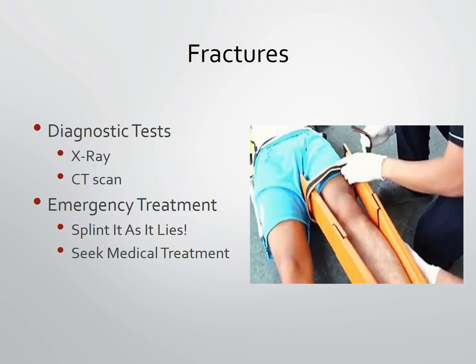Diagnostic tests that they would do. Here's a couple examples. Obviously, x-rays, CT scans. They might do more types of diagnostics, but these are a couple examples. Emergency treatment: splint as it lies. You can tell here, this looks like my hiker out hiking. We've got people there, they're splinting as that leg lies. They're not lifting it up or fixing it if it's twisted or anything. Splint it the way it looks down on the ground.